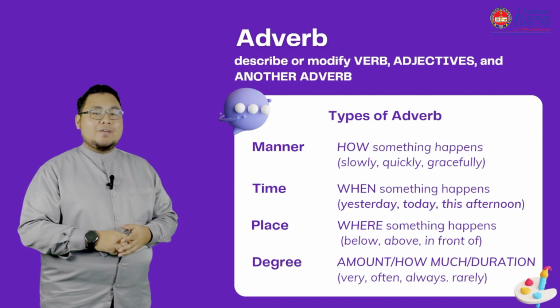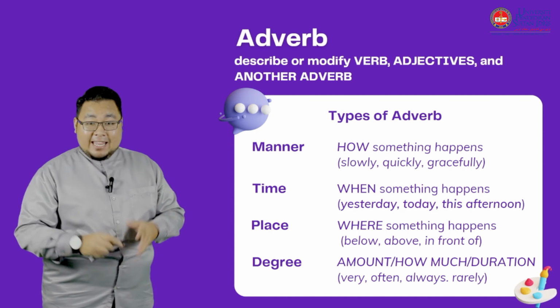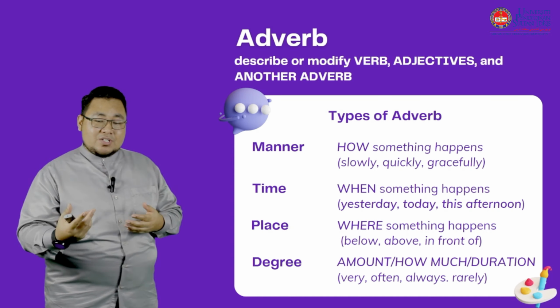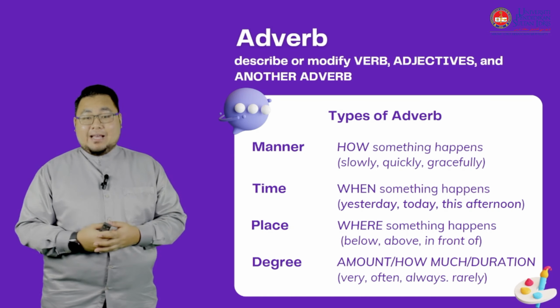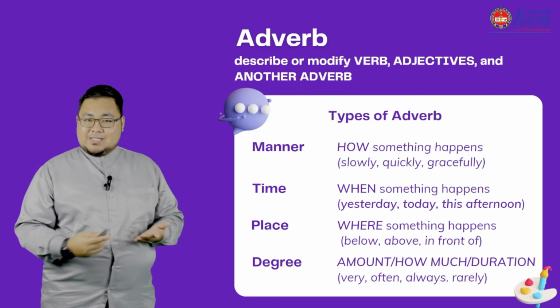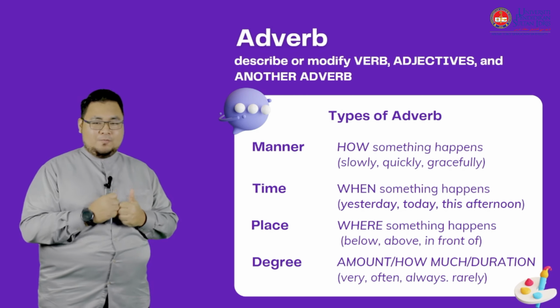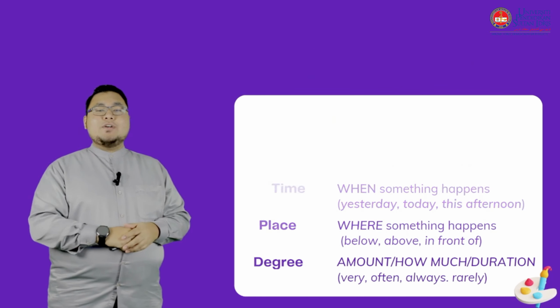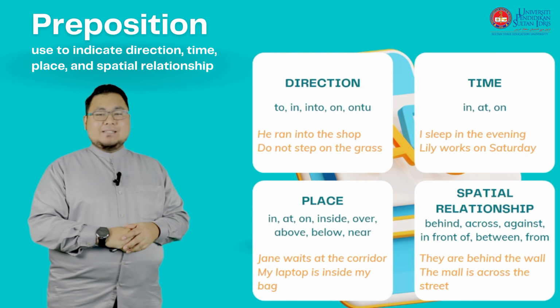And last one, we have adverb of degree. This is used to show the amount of something or how much and how long something happens. You want to describe more of it, you use adverb of degree. For example, very, very cold. How cold is cold? Very cold. All right, moving on. Let's see the preposition.